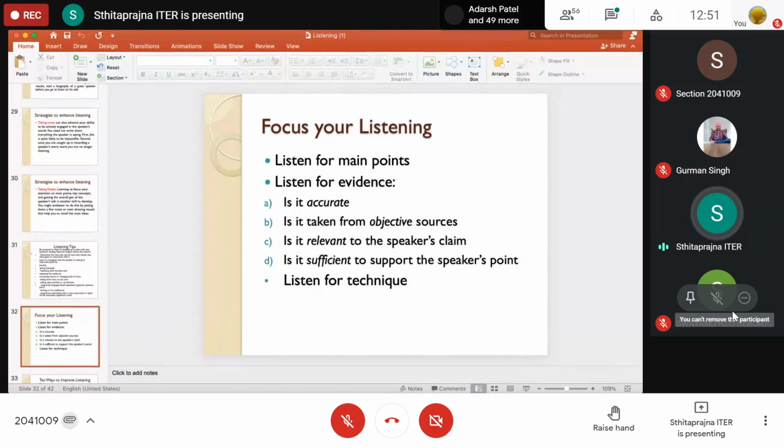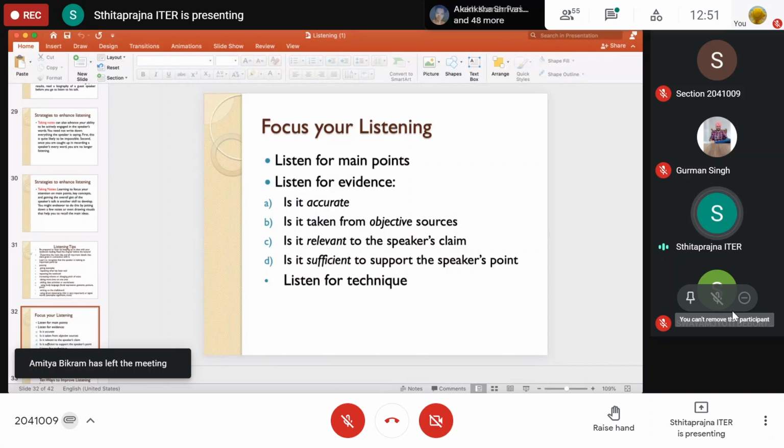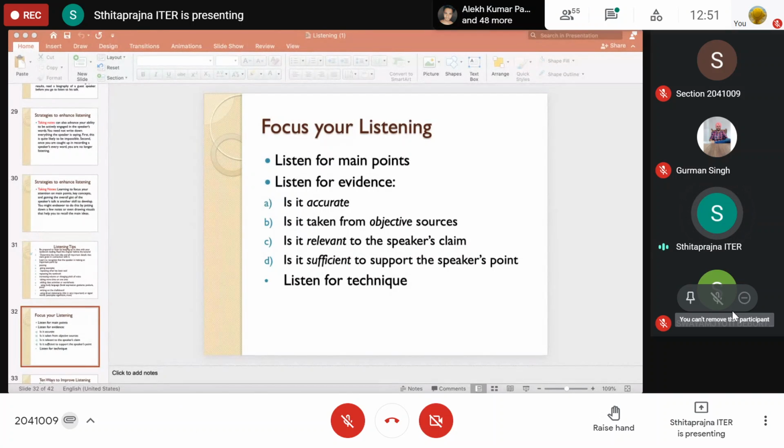But if it's a narration, if someone is narrating a story, you don't have to look for evidence. And listen for the technique. What is the technique the speaker is using? What are the techniques that the speaker uses?